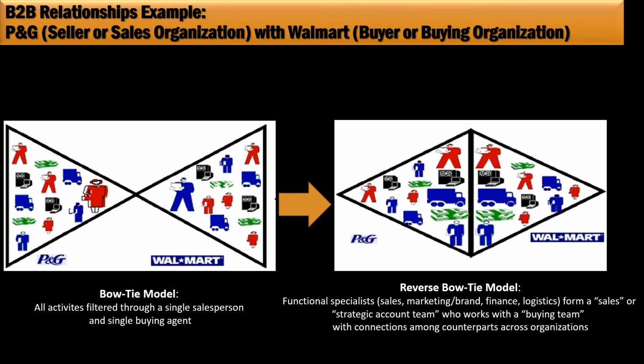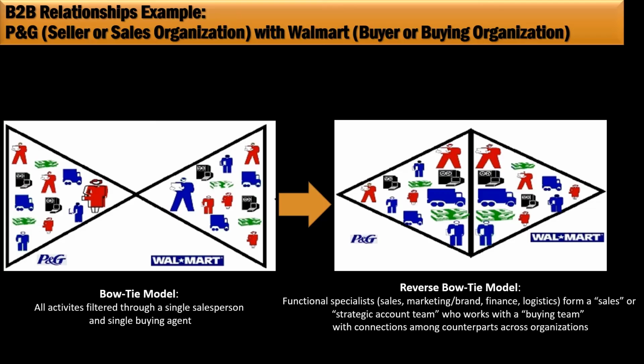Okay, so the nature of the relationship in the old world was what was called the bow tie model. The bow tie model of P&G and Walmart, which would have been, I think, probably in the 80s or so, maybe late 80s.